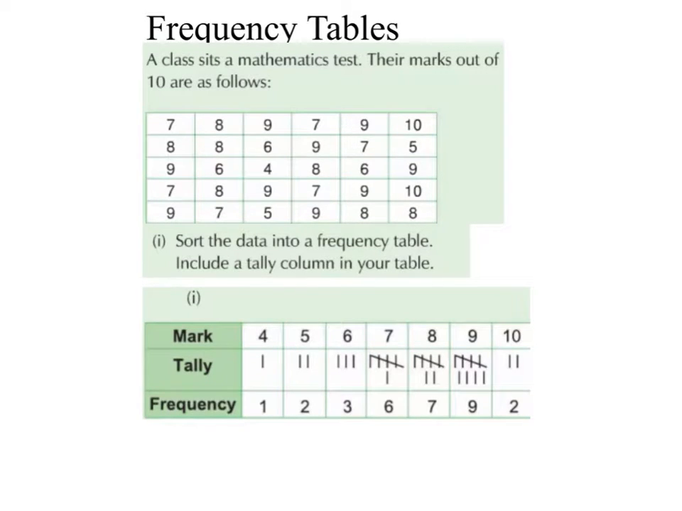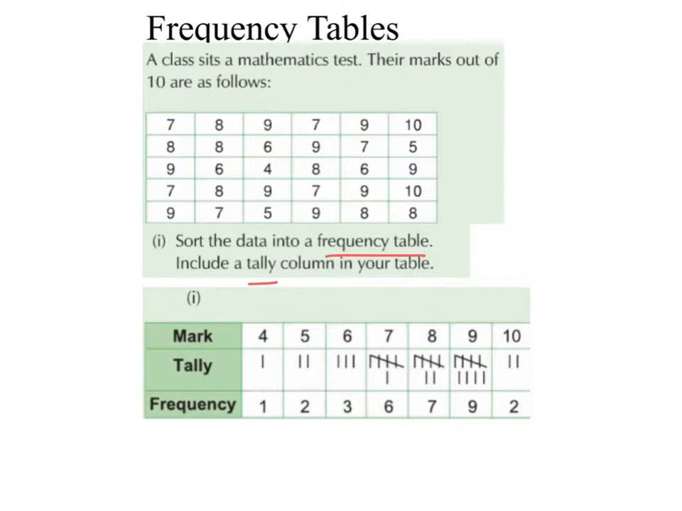Frequency tables. A class sits a mathematics test. Their marks out of 10 are as follows: 7, 8, 9, 7, 9, 10, 8, 8, 6, 9, 7, 5, 9, 6, 4, 8, 6, 9, 7, 8, 9, 7, 9, 10, 9, 7, 5, 9, 8, 8. Part 1. Sort the data into a frequency table. Include a tally column in your table.